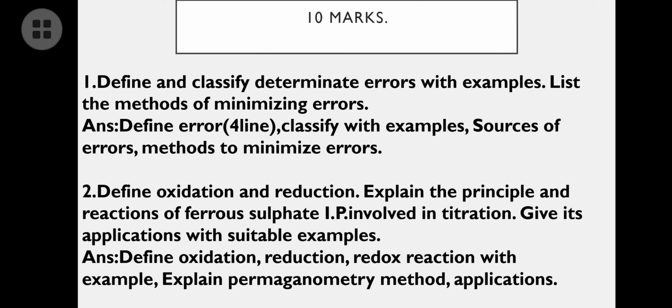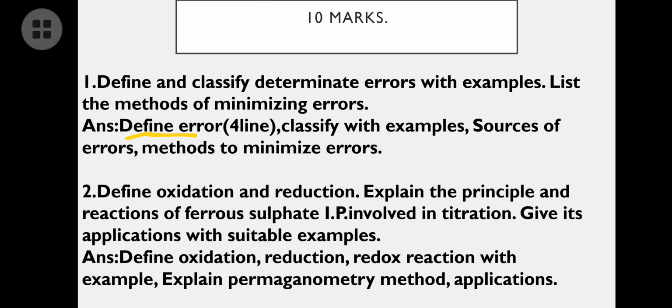Now the 10 mark questions. The first question is: define and classify determinate errors with examples, and list the methods of minimizing error. Simple question, be cool. First you define the error. What is this error? You define it in minimum 4 lines. Classify the errors with examples. Then you have to write the sources of errors. Actually they have not asked for sources of error, but you have to write this one.